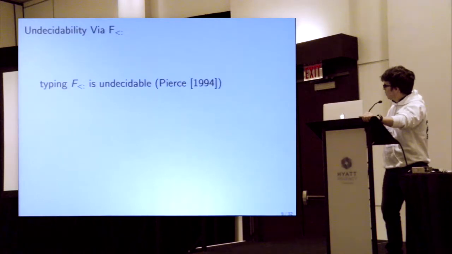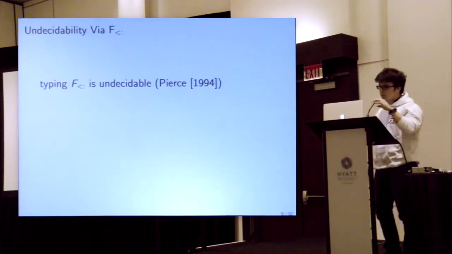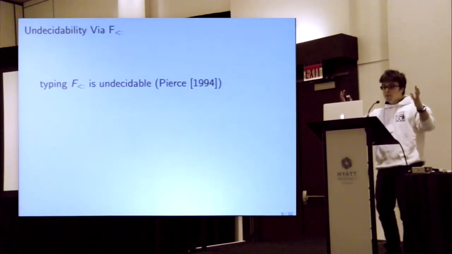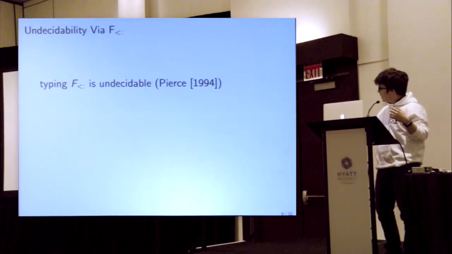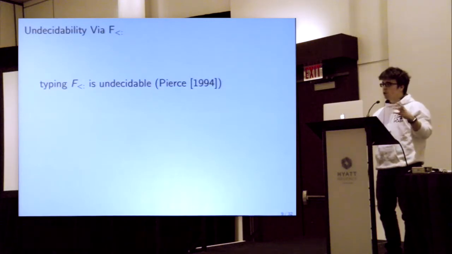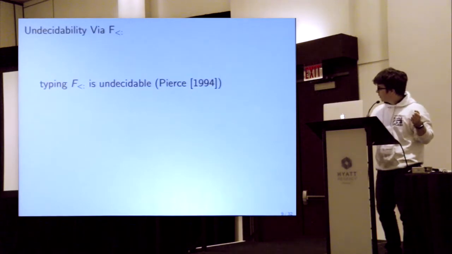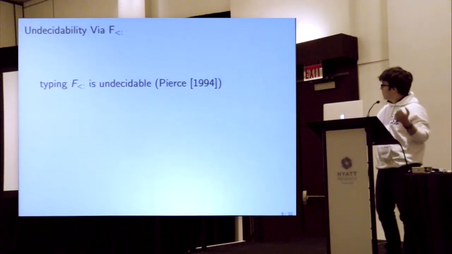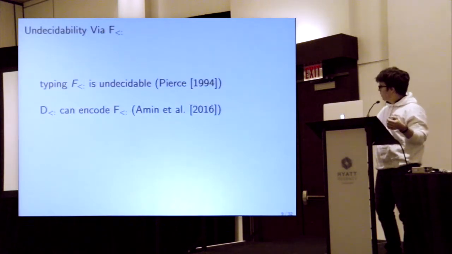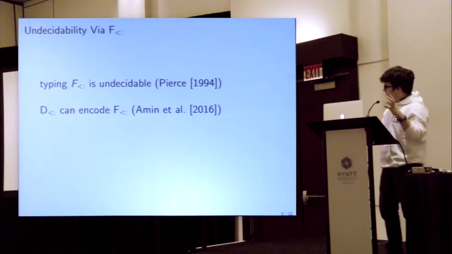Okay, so there are two main problems that happen when we try to go from declarative typing rules in DSub to algorithmic typing rules. The first problem is because DSub is able to encode an even simpler calculus called FSub, the second-order lambda calculus with subtyping. And we know that FSub is undecidable, so algorithmic typing for FSub is undecidable. And we also know that DSub can encode it, so that sort of gives us good reason to believe that if we were to try to type all of DSub, that would be undecidable as well.